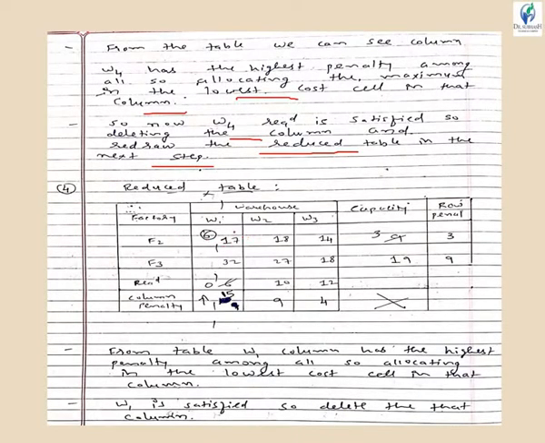F2 and F3, all the cell values were kept as they are. The capacity of F2 was 9 and 19. Now again calculating the penalties, the same procedure will follow for row and column.